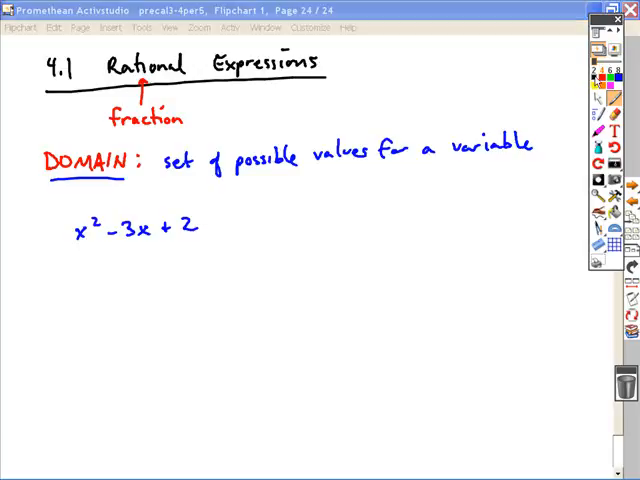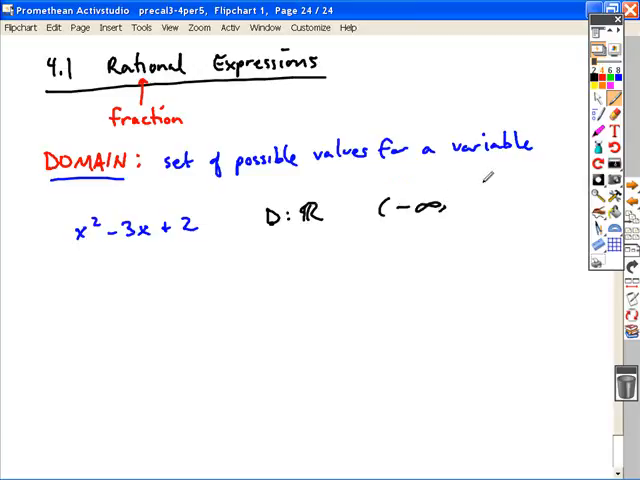So when you identify your domain for something like this, especially any polynomial form, the domain is simply all real numbers. The domain may be represented with this symbol that stands for real numbers. It might also be represented in interval notation, if you recall that. The interval notation for all real numbers is negative infinity as our lower limit, all the way to our upper limit of positive infinity. So it may be expressed in either of these ways. You need to be aware of both.